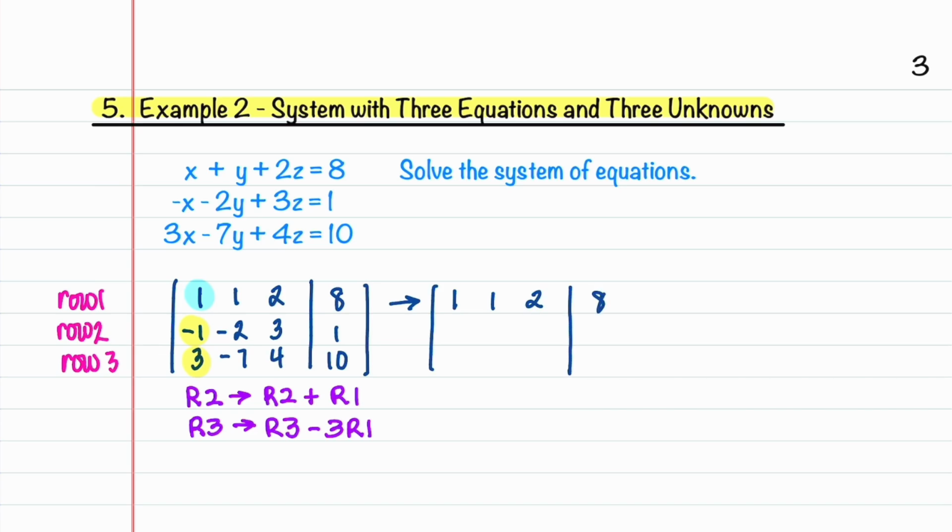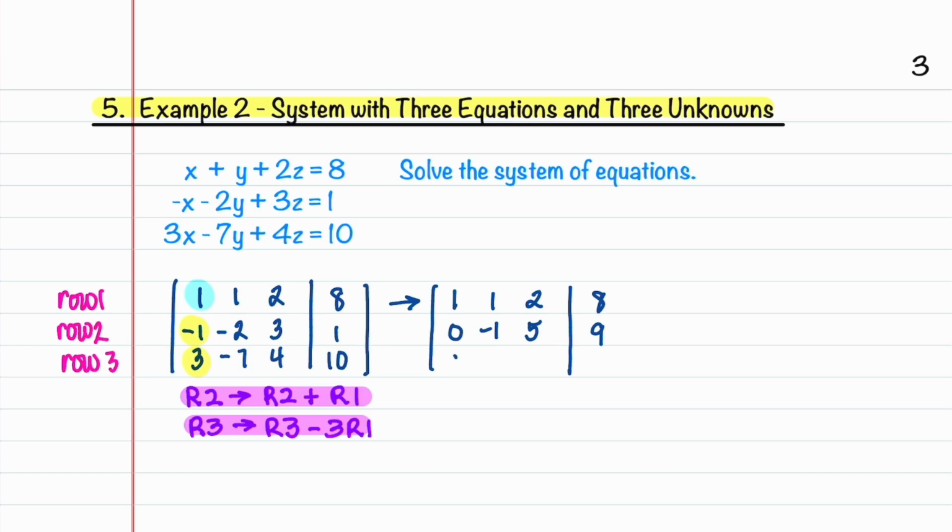Now we're going to take row 2 and add row 1 to it. So this gives us a 0, a -1, a 5, and a 9. Now we're going to take row 3 and replace it with row 3 minus 3 times row 1.